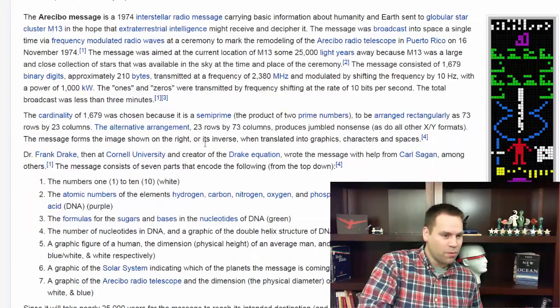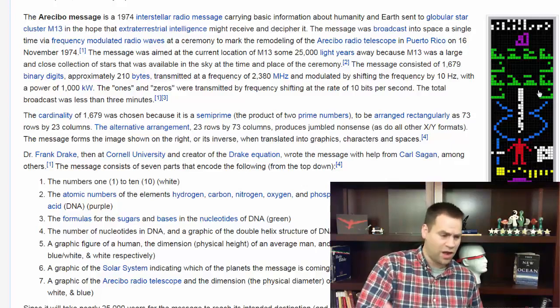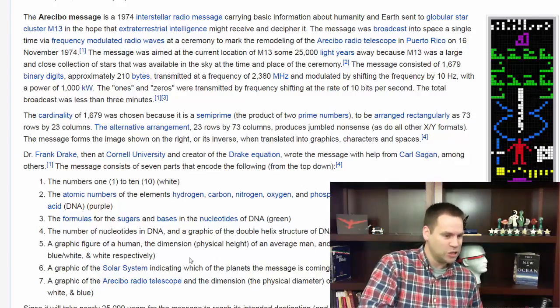After that, what is this purple part? That is the atomic numbers of the elements hydrogen, carbon, oxygen, phosphorus, which make up DNA. Okay, that's the purple section, apparently. And then in green are the formulas for sugars and the bases in the nucleotides. So again, talking about DNA. And then you see the graphic of the human figure in red, and then the blue is the double helix of DNA. So there's a lot of emphasis on DNA in this message.